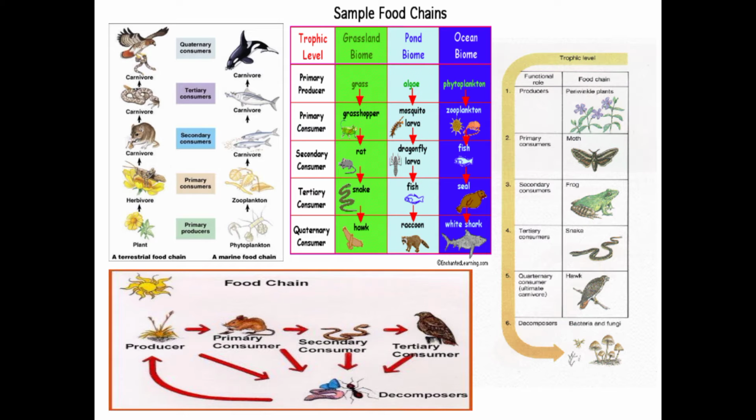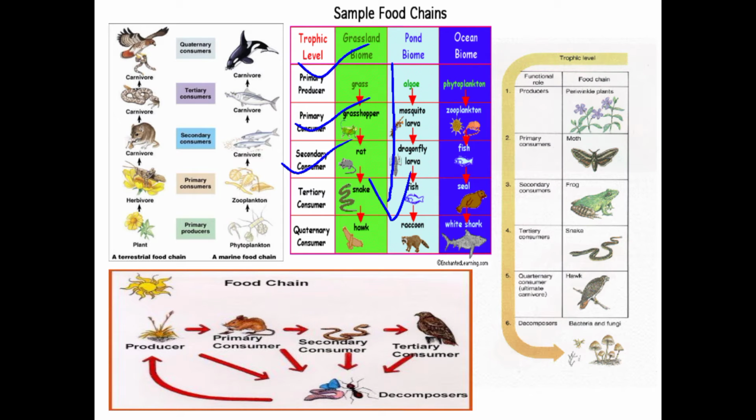For example, in this food chain, a plant is there. Plant is eaten by a primary consumer. Here grass is there, right? Grass is eaten by grasshopper. Grasshopper is eaten by rat. Grass is the first trophic level, grasshopper is the second trophic level, and rat is the third trophic level. So the food is shifting from one trophic level to another.